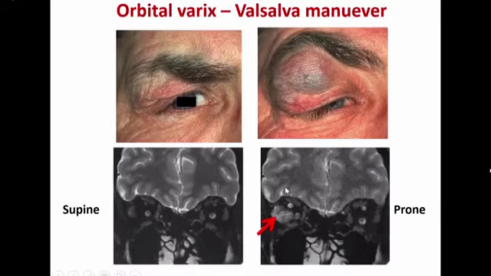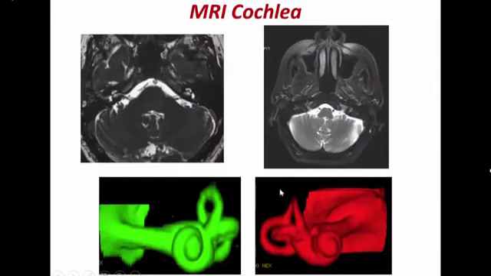Okay? Right. Next, we move on to a very important imaging, that is MR cochlea. Now with the cochlear implant taking leaps and bounds, there are many babies with congenital sensorineural hearing loss, working up for a cochlear implant. They need to be given CT and MRI together.